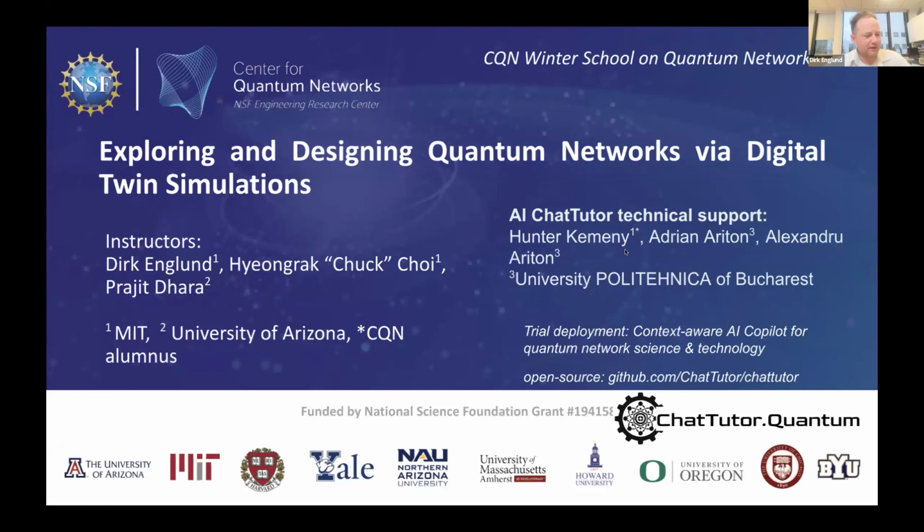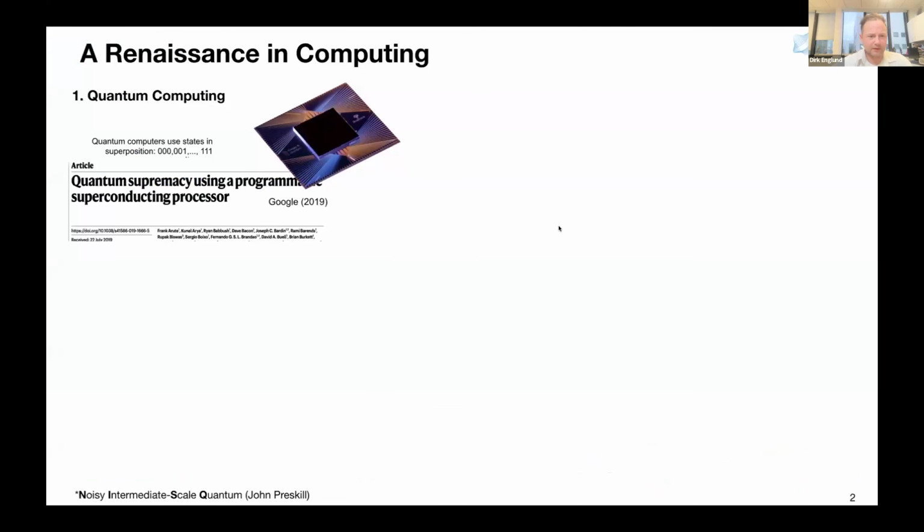He was a CQN research intern with my group this past summer and got involved in this, contributed a great deal, and helped put Chat Tutor, this code base, into the form that it's in now, much better than I had created, and to put it online. So actually, it's now open source. For people interested, you can go to github.com, Chat Tutor, and all the code that we're talking about that underpins this AI tutor is open source.